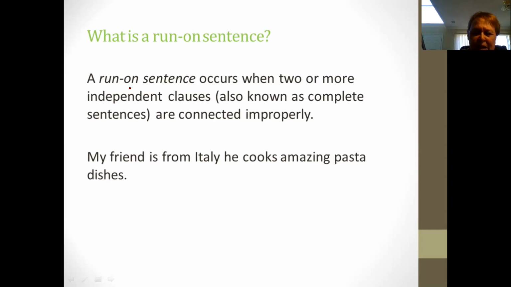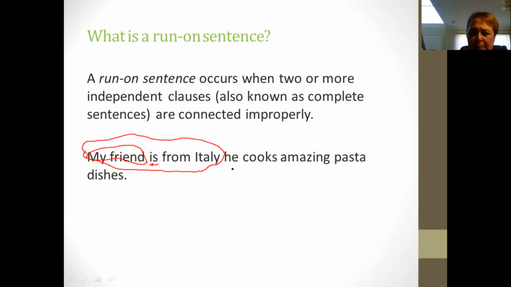Okay, the first we have my friend is from Italy. Can you see what's the subject there? Did you see my friend is the subject there? Do you see a verb? You see is a linking verb. My friend is from Italy. Can you see that that part there is an independent clause? That's a complete sentence there. It can stand on its own. Let's look at the next part.